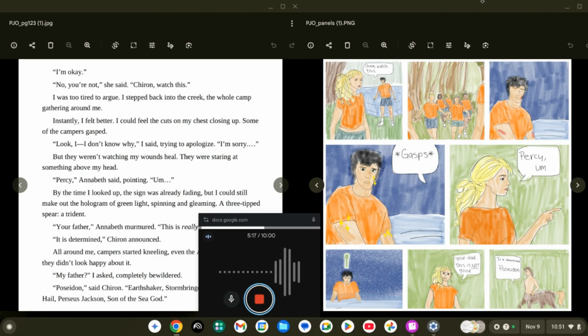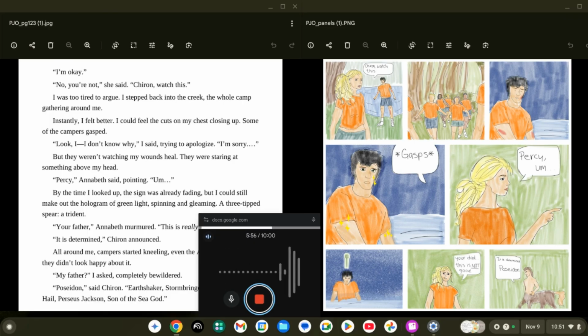Okay, so here I have an example of what I want this to look like. So to the left, I have a picture from a page in the first Percy Jackson book, The Lightning Thief. And I chose this scene mainly because of the trident that appears above his head. That always stood out to me. I read it as a kid and I always remember that scene very vividly. And so I took this page and I created an 8-panel comic book page.